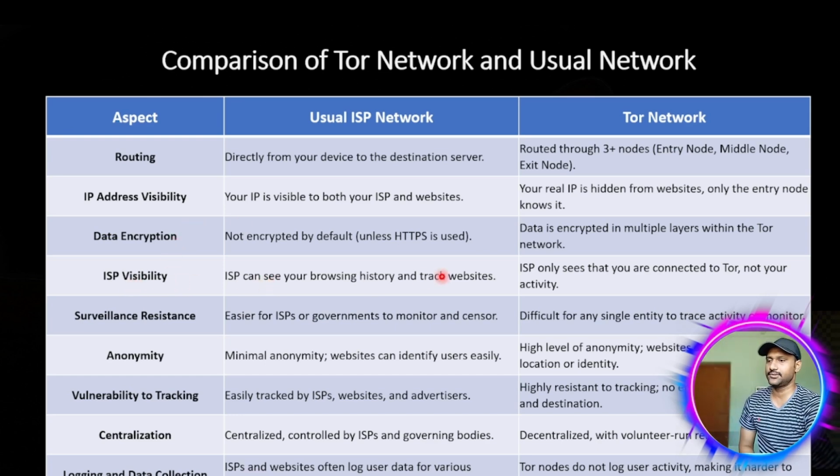ISP visibility: as you guys know, Tor doesn't record anything. ISP can't see anything. Okay, surveillance resistance, anonymity, vulnerable to tracking. If you're using an ordinary browser, you have vulnerabilities. We can use a browser exploit, for example, we can use BeEF to do a browser exploit, right? Centralized and decentralized, you can go into these stuffs.